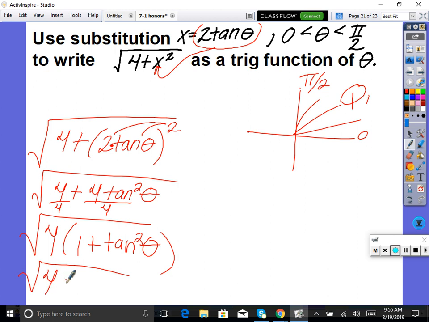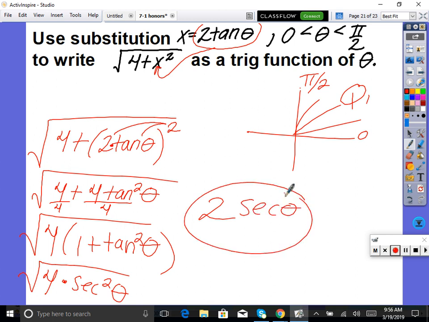Good. So you're saying this is 4 times secant squared theta? Yes? Well, now this is a times sign. Can't I just square root each of these if it's a times sign? As long as it's not an addition sign, it's okay, right? So the square root of 4 is 2, the square root of secant squared is secant. So 2 secant theta would be our final answer.